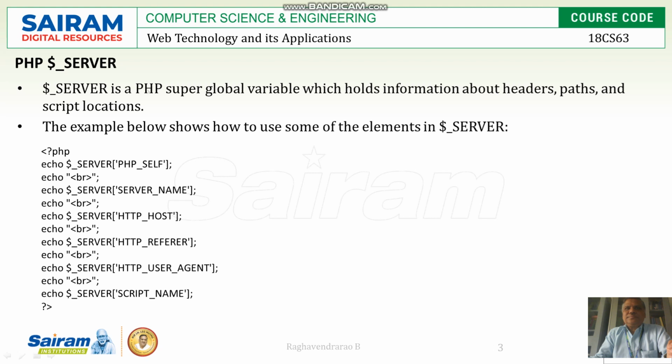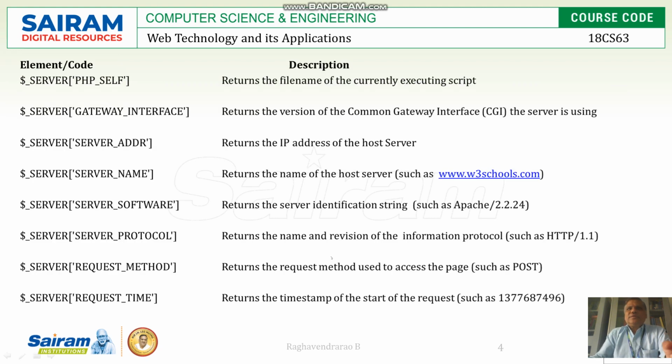So here you can see the PHP starts here and ends here. Echo $_SERVER PHP_SELF, $_SERVER server name, host address, HTTP referrer. These are simple programs. If you execute this particular program, the information about the server name, host, all these things is going to be displayed. Like that, around 27 variables are there.